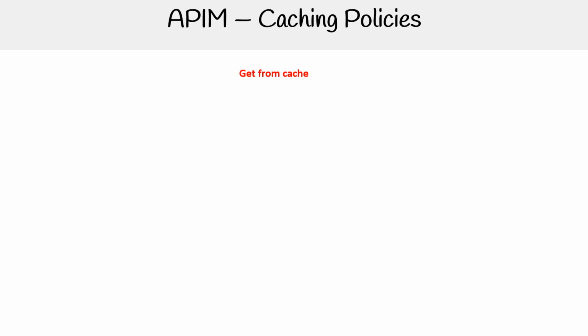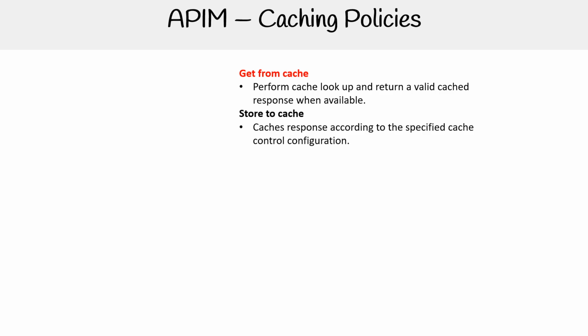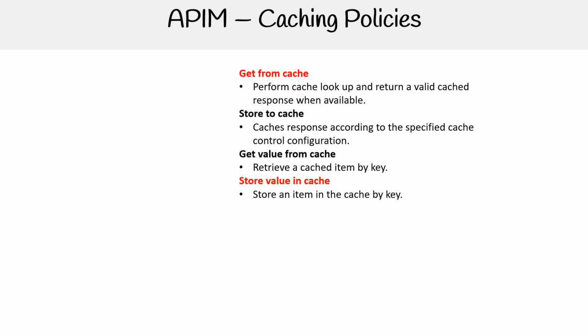Caching policies. So get from cache. Perform cache lookup and return a valid cache response when available. Probably a very popular policy to be used. Store to cache. Cache response according to specified cache control configuration. Get value from cache. Retrieve a cache item by key. Store value in cache. Store an item in the cache by key. Remove value from cache. Remove an item in the cache by key.